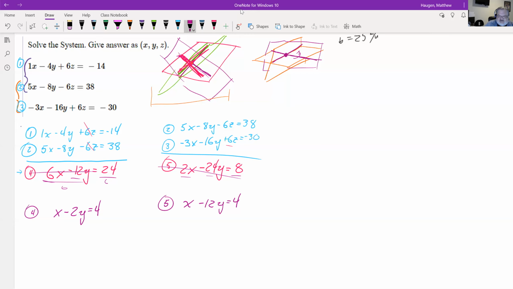They both have an x, so I'd be tempted to take equation 4 and add it to -1 times equation 5. That would give us x minus 2y equals 4 added to -x plus 12y equals -4. Make sure that -1 multiplies on both sides.